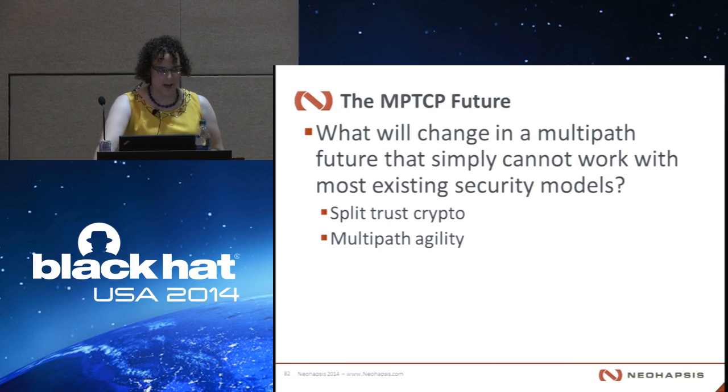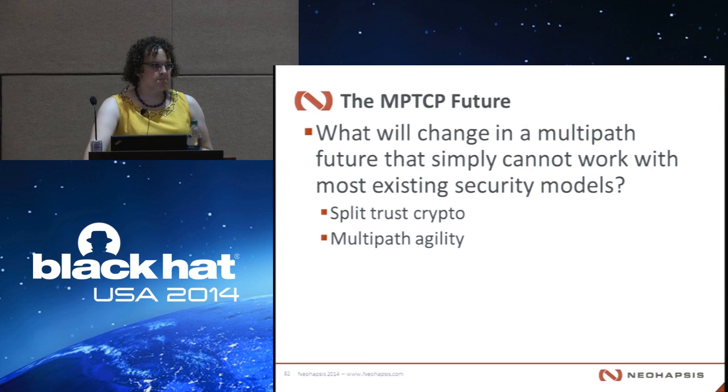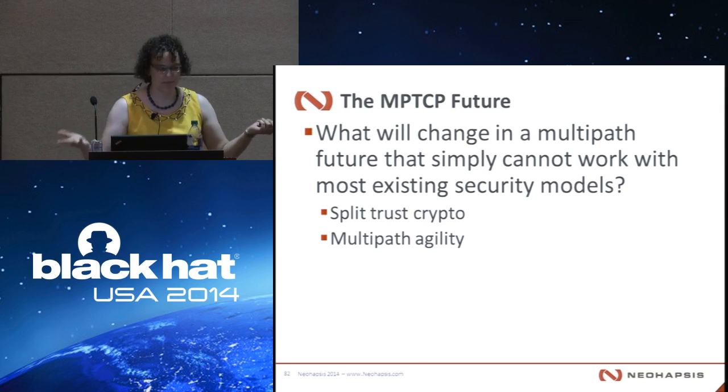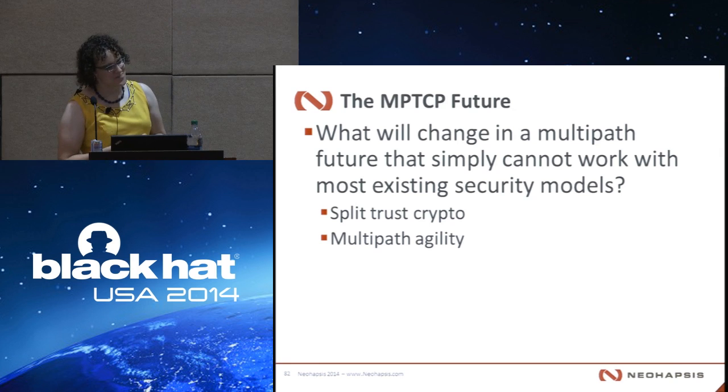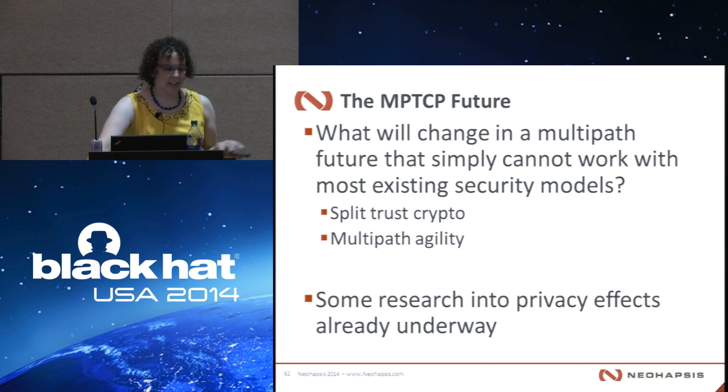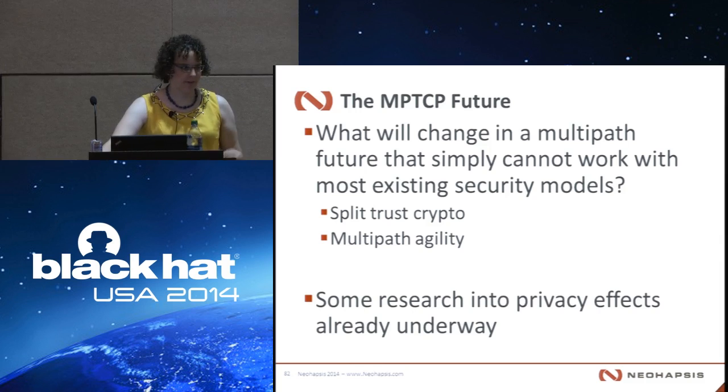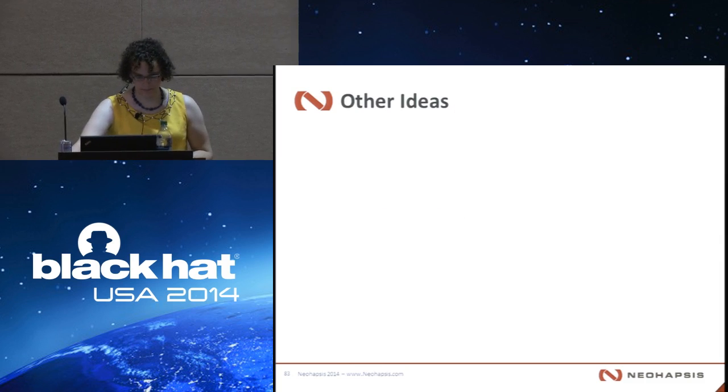Multipath agility, if you're address hopping every few packets, sure, you can track that, but that's an additional layer of state. And if you're doing that through something that effectively anonymizes it, a tumbler of addresses, I don't know how you would deal with that. And there is some research into the privacy aspects already underway. I've got a few in the references, a whole lot more in the white paper.